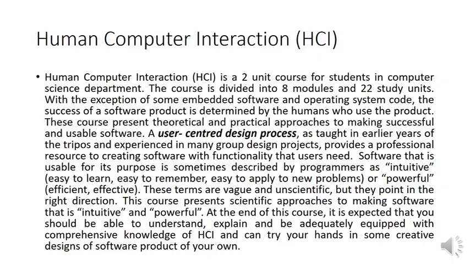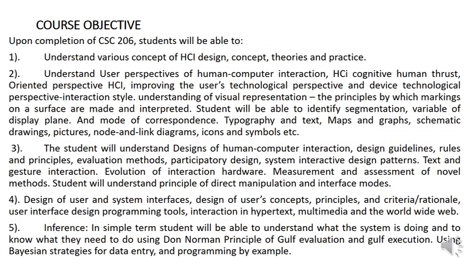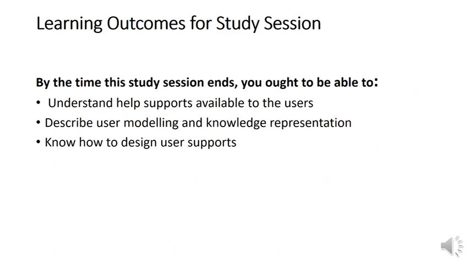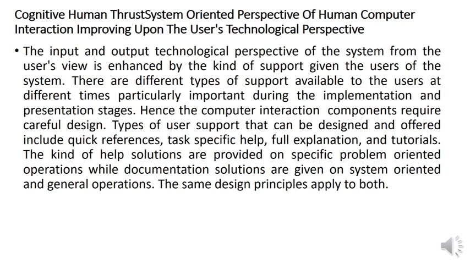This is a follow-up to what we have done in Unit 1 and Unit 2. So the definition of the course still remains the same. The course objective will still remain the same: a cognitive human, system-oriented perspective of human-computer interaction, and improving upon the user technology perspective.